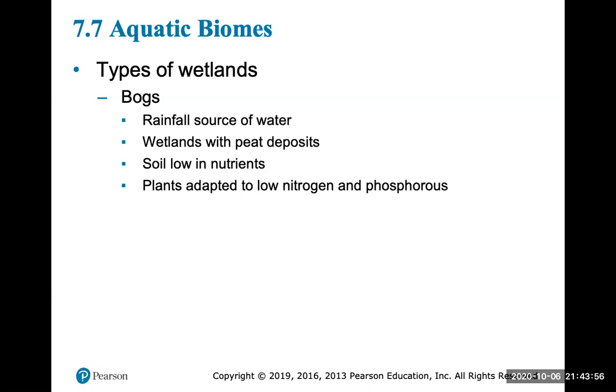Bogs are wetlands where rainfall is the source of water. These are wetlands with peat deposits in their soil. So the soil is extremely low in nutrients, and plants will be adapted to low nitrogen and phosphorus nutrients.